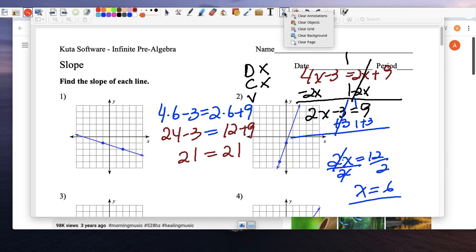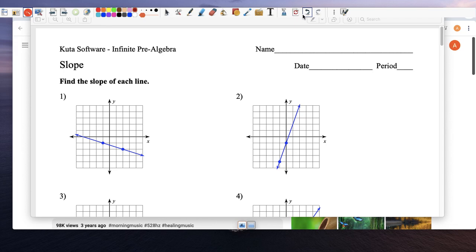Okay, I'll spend half an hour looking for my pen. Now that I have my pen, I can do this.